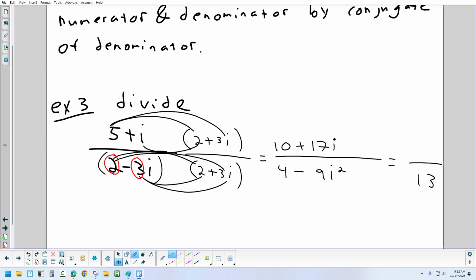And then i times 3i. What's that going to give me completely simplified? i times 3i. Yep. Negative 3. Good. Okay, so we already did the bottom. We know that's 13. And then the top, we're going to get 7 plus 17i.